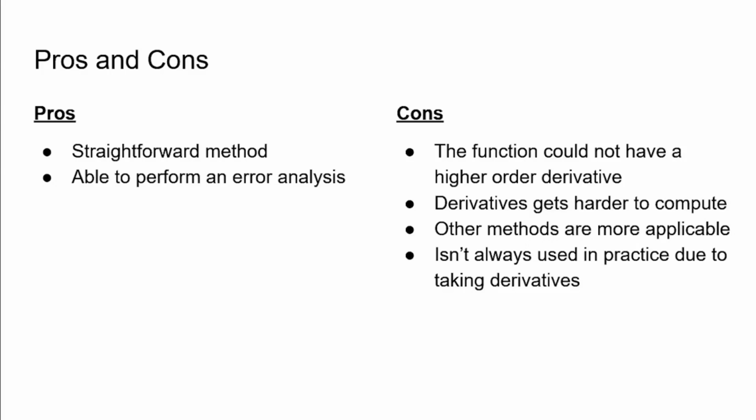Some cons with this method are that the function may not have a derivative at all, as this method is based on derivatives, since we use the Taylor series to derive this method. Another con is that even if it has derivatives, there may be a lot to compute, and it's just going to get harder from there, and it could be impossible or very difficult to compute at all. And another thing is that other methods are more applicable in general to solve IVP problems, as taking derivatives could be a nuisance, and we can do other methods to find the answer faster.